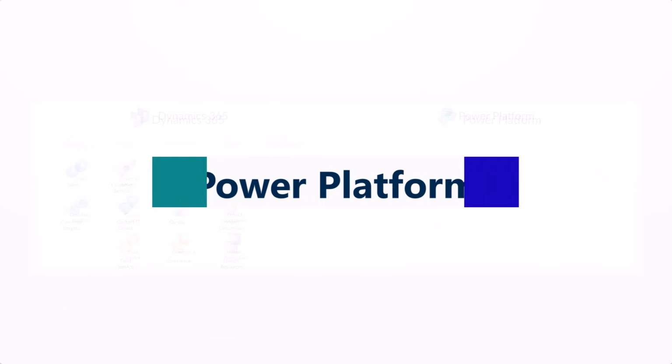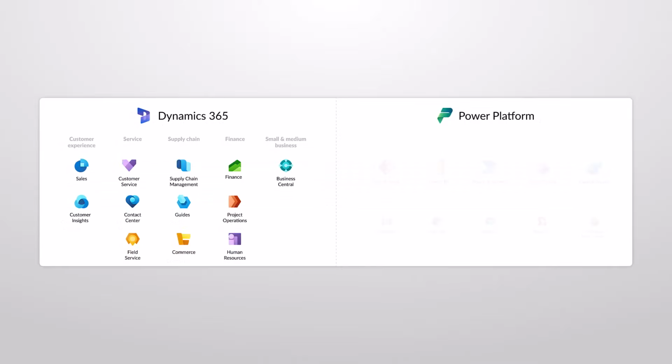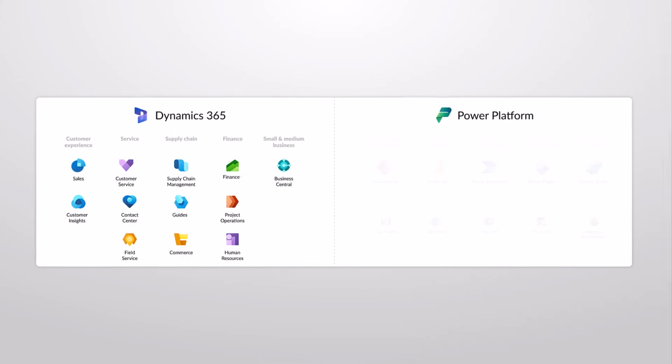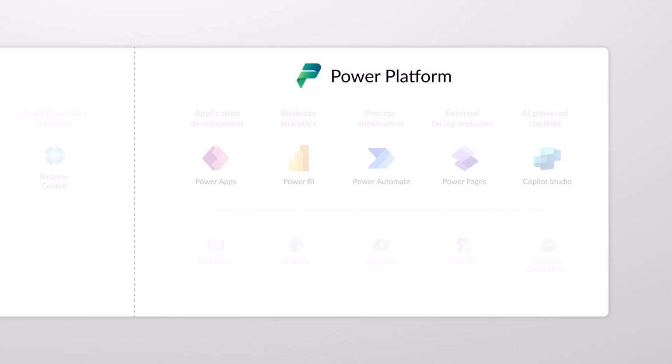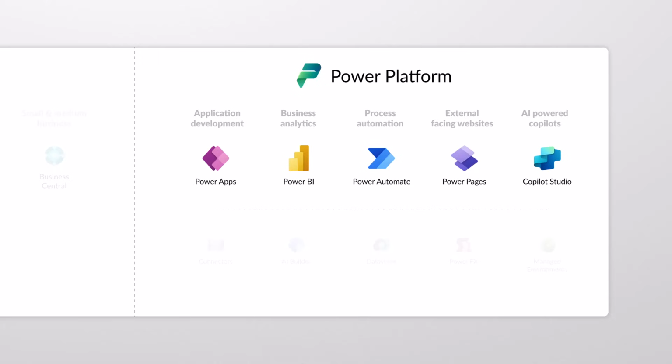Now let's explore the Power Platform, which is Microsoft's no-code, low-code platform for creating custom applications, data visualization, and automated workflows, and all these enriched with powerful AI capabilities. As of 2025, the Power Platform is made up of five key components: Power Apps for application development, Power BI for business analytics, Power Automate for process automation, Power Pages for external facing websites, and Copilot Studio for AI-powered copilots, right?